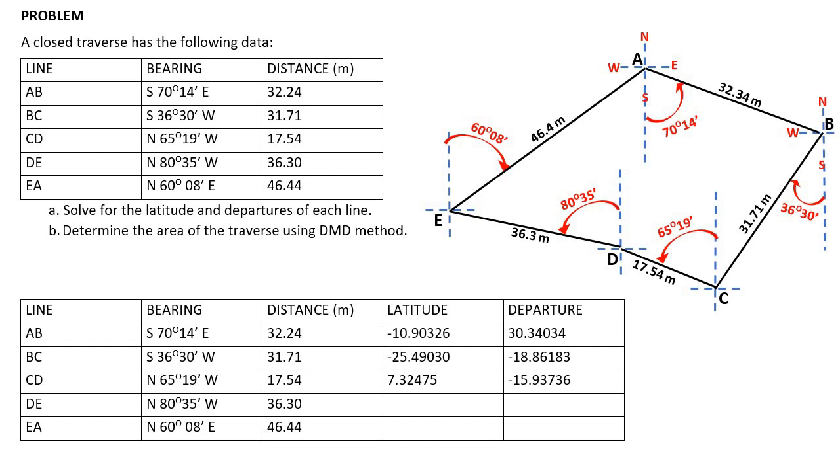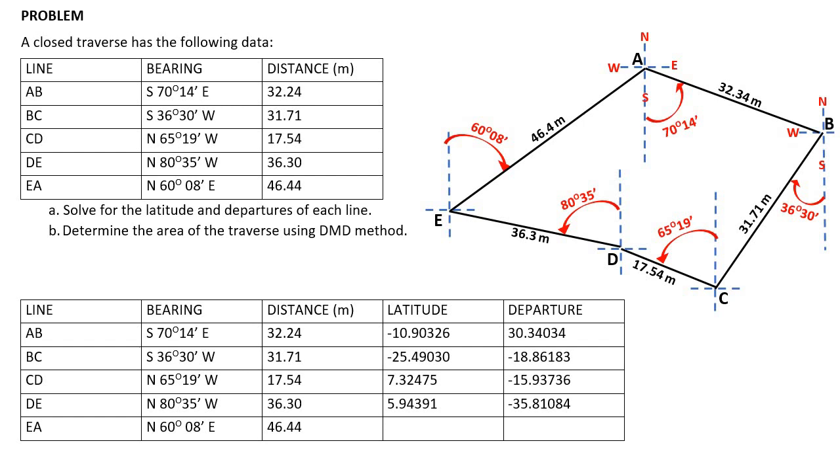And then let's proceed to line DE. So the length is 36.3. For latitude, it's cosine. For departure, it's sine. And then let us copy the angles. And then let us calculate. So for the latitude, it's 5.94391. And for the departure, it's 35.81084. And it's west, so the departure is negative.